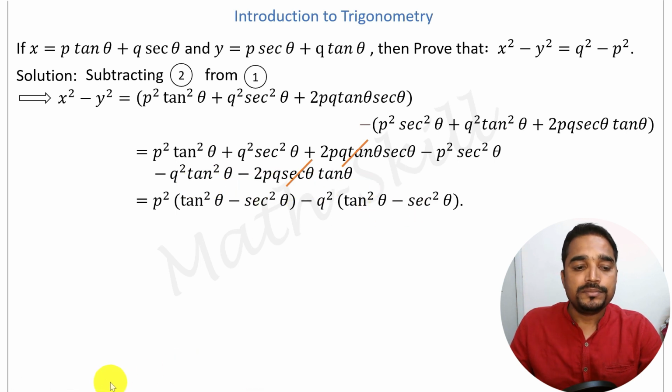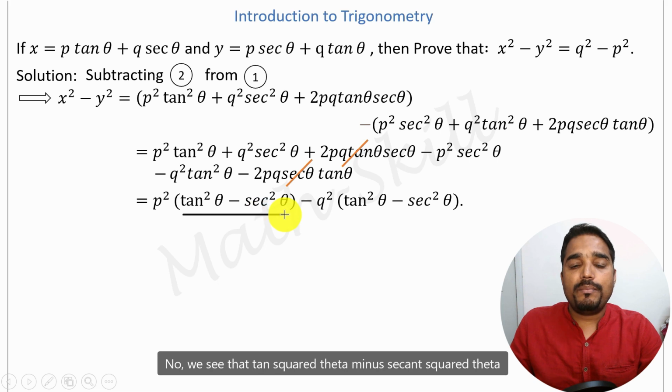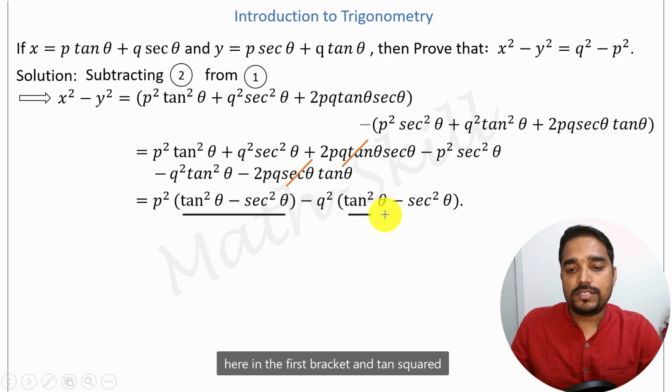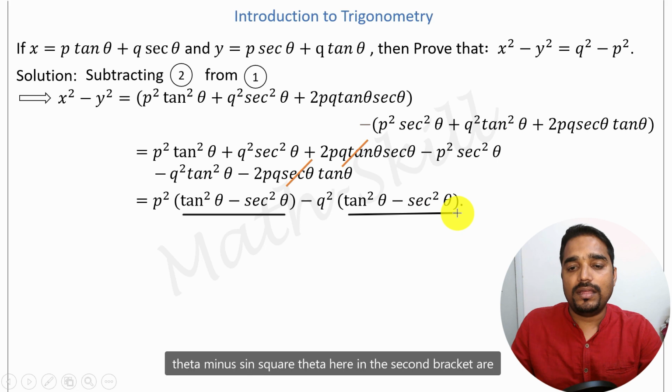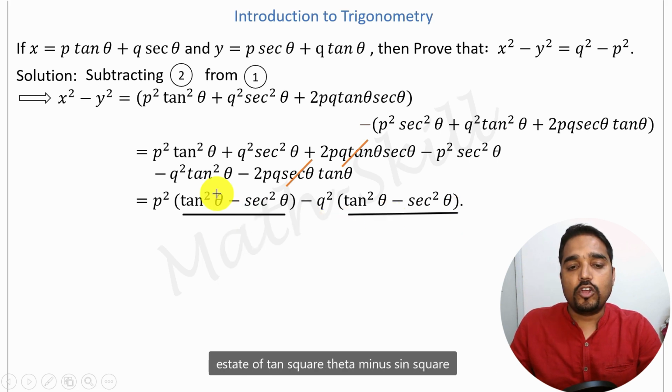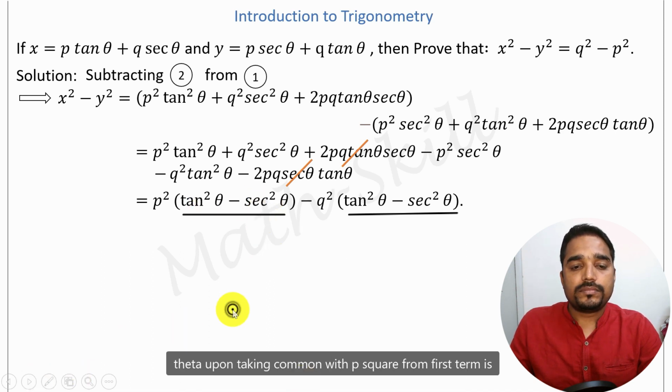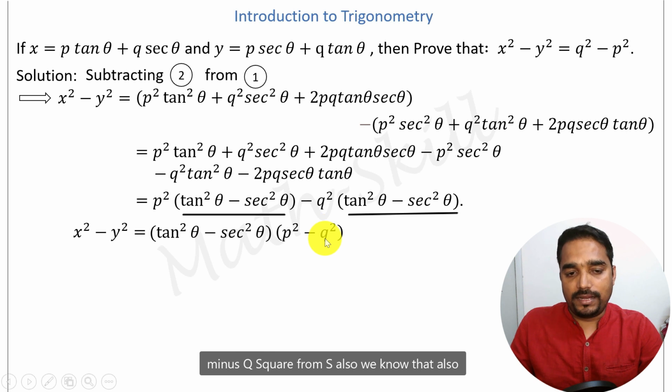Now we see that tan square theta minus secant square theta in the first bracket and tan square theta minus secant square theta in the second bracket are common factors between both the terms. Now let us take common tan square theta minus secant square theta. Upon taking common, we would be left with p square from the first term minus q square from the second term.